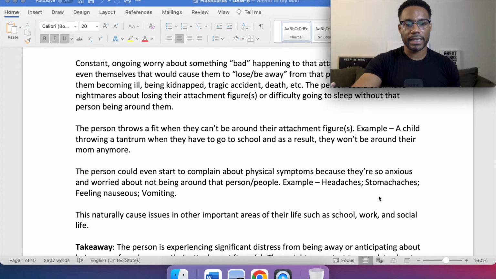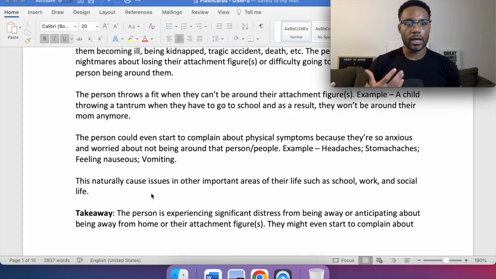The person could even start to complain about physical symptoms. Keeping that in mind, the person could complain about physical symptoms because they are so anxious and worried about not being around that person or people. For example, headaches, stomach aches, feeling nauseous, vomiting. So now their body is responding to all that mental distress of, oh wait, I'm not going to be around this person that I'm attached to.